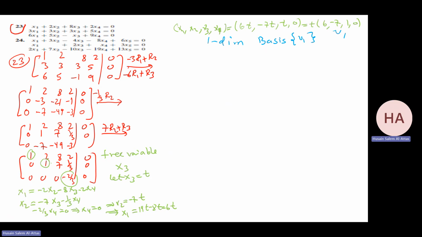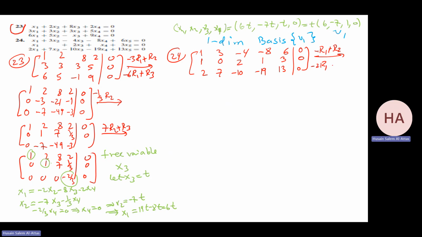Okay, now the last one, 24. A little bit of calculation. Let me check it. That we have what? 1, 3, minus 4, minus 8, 6, 0. I have 1, 0, 2, 1, 3, 0. I have 2, 7, minus 10, minus 19, 13, 0. So multiply the first row by minus 1 and add the second row. The second row, let's say first row by minus 2 and add it to the third row. Let us see what will happen.